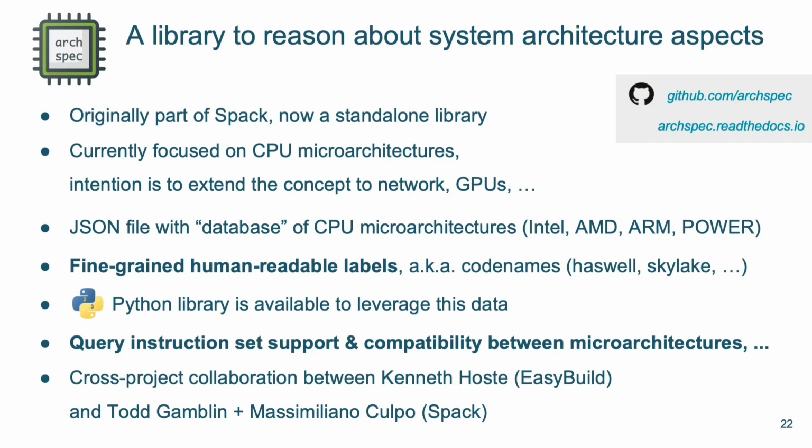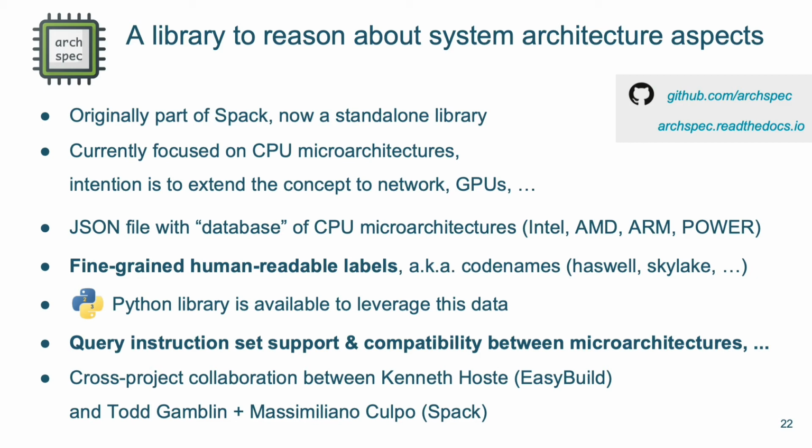Finally, we will also use the new ArchSpec library in the software layer, which is a library to reason about system architecture aspects. It was originally part of SPAC, which is a tool similar to EasyBuild, but it's now a standalone library. ArchSpec is currently focused on CPU microarchitectures, but the intention is to extend the concept to also network and GPUs and other aspects of the system.